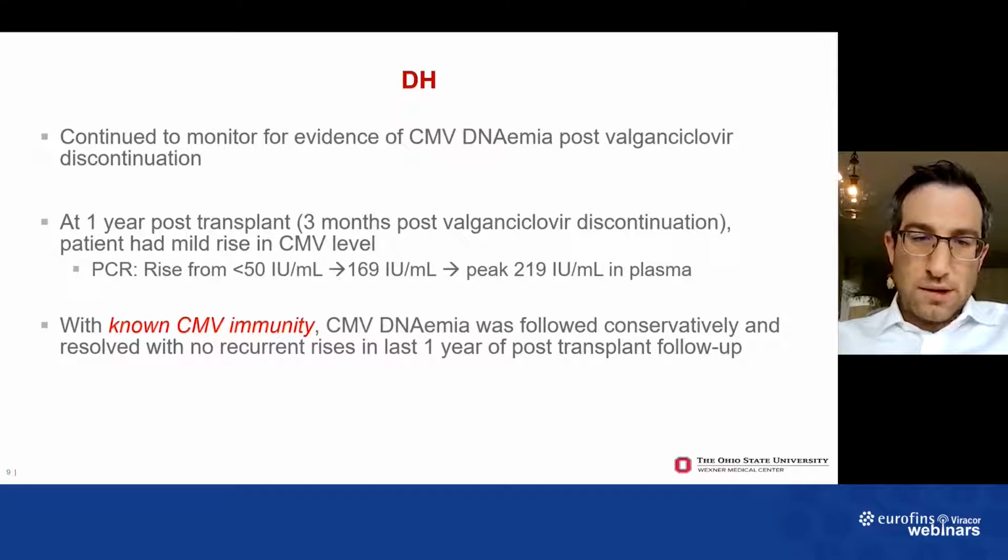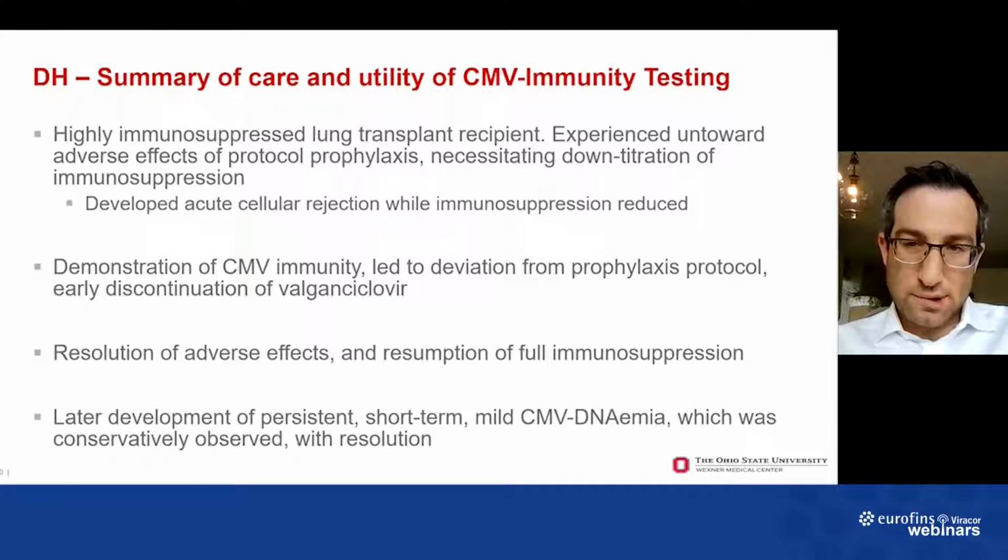Over time, we continued to monitor for evidence of CMV DNA-emia post-valganciclovir discontinuation per our institutional standard. At 1 year, so this was 3 months post-Valcyte discontinuation, the patient had a mild rise in his CMV level. He went from undetectable to a peak of 219 copies per milliliter in his plasma. Given his known CMV immunity, we decided to follow these levels conservatively with no reinstitution of therapy. And indeed, his levels normalized to undetectable with no therapy and with no recurrent rises in the last 12 months of post-transplant follow-up.